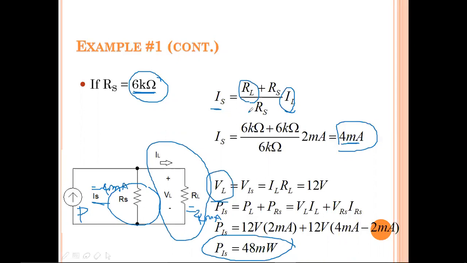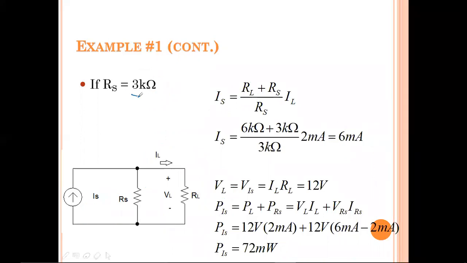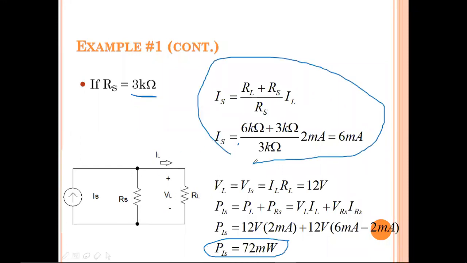Now let me move to the next slide. On the next slide, I move directly to my internal resistance, that is 3 kilo ohms. This is 3 kilo ohms. Now my total power is 72 milliwatts. These are the same steps; I'm not discussing them again because you can follow those steps from our previous slide for finding IS. So here IS is 6 milliamps.